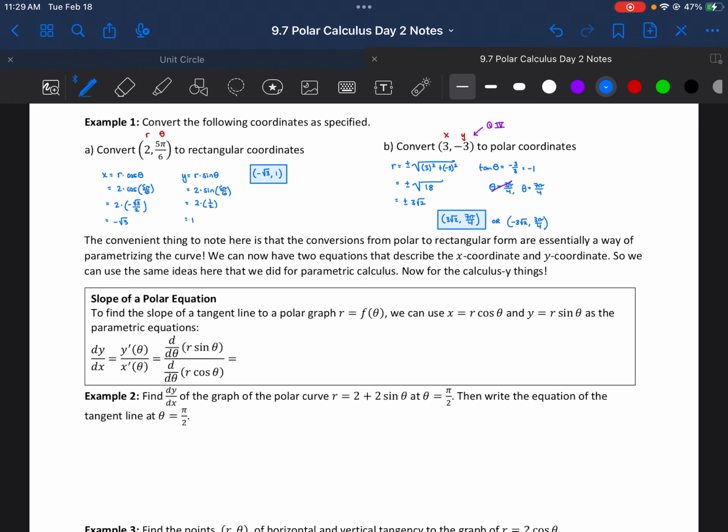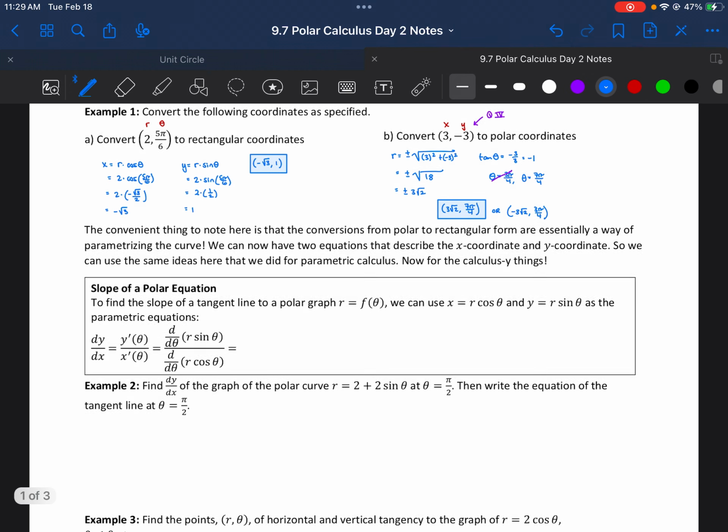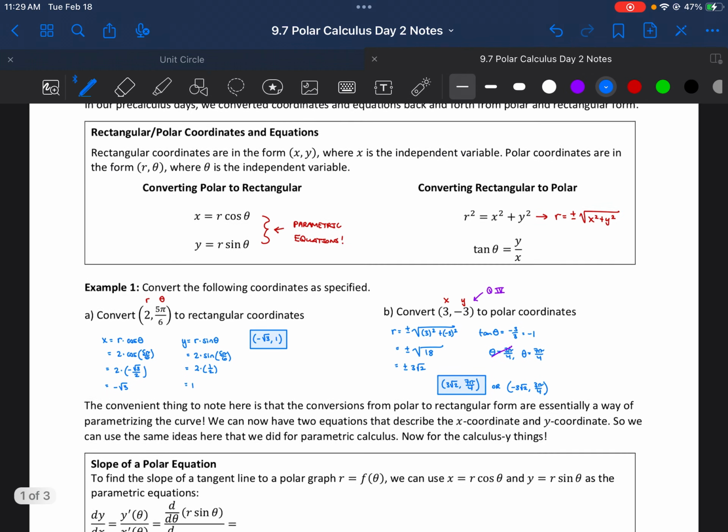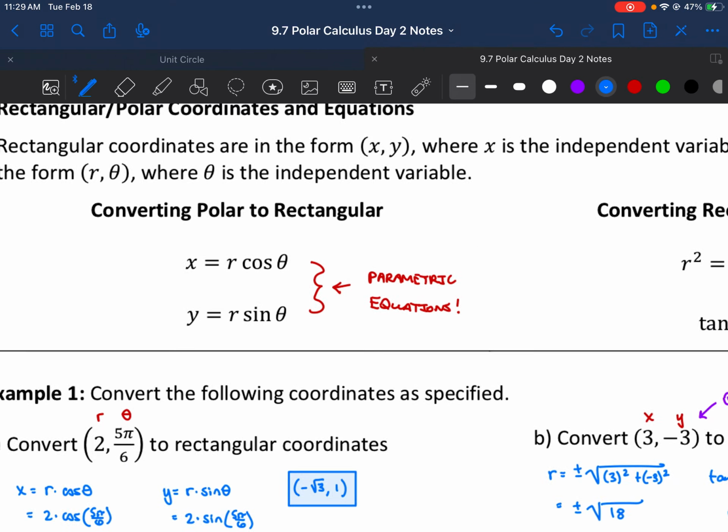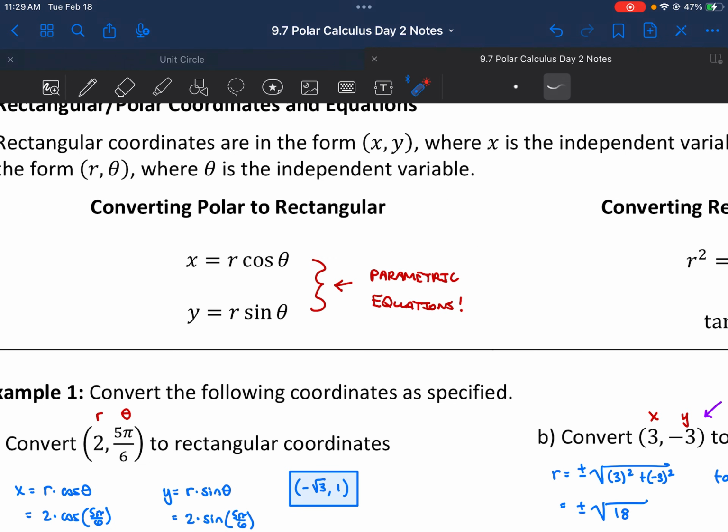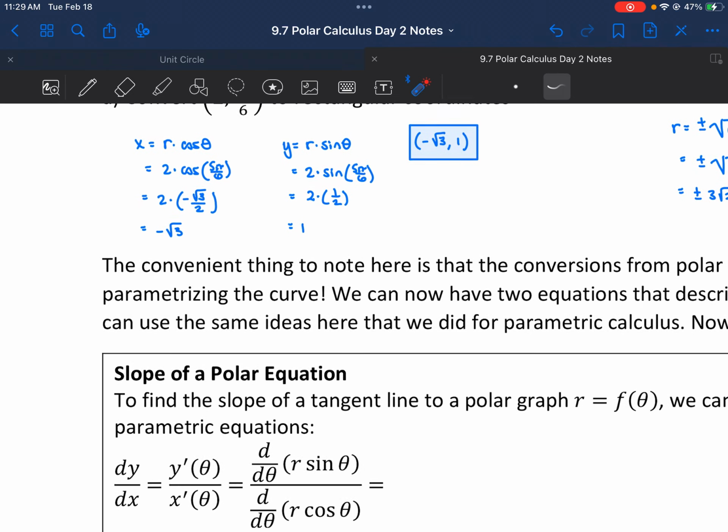We want to start taking derivatives. We're going to be finding area enclosed and things like that, and we'll get to all that soon. But the important thing to start off with is, again, realizing that we can represent x and y in terms of theta. So we have parametric equations for x and y.